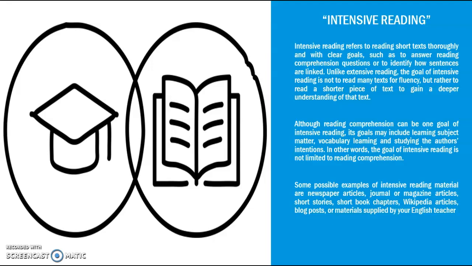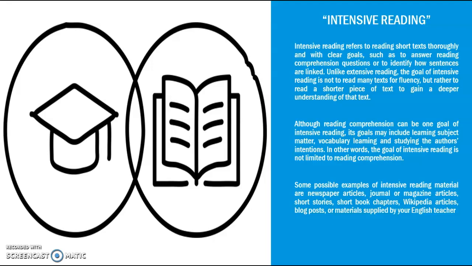The purpose is to answer specific questions, reading comprehension questions, and the goal is not to read for fluency. It is not to read because you want to read your favorite book. It's because you need to do it. You need to comprehend the text to get a deeper understanding of it. This includes learning subject matters, for example, specific topics related to specific subjects, for example, technical ones.